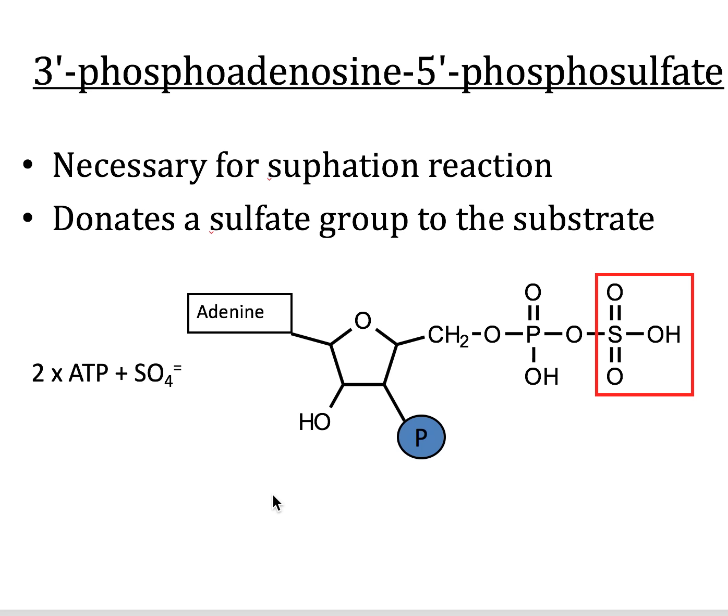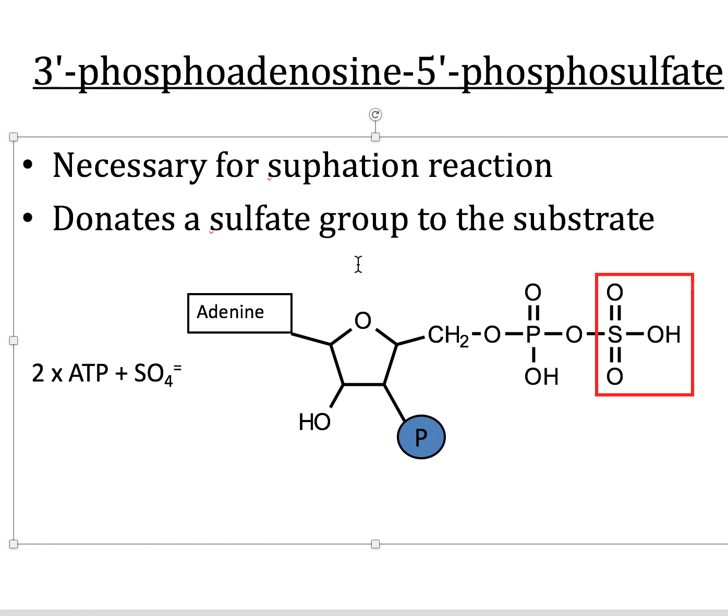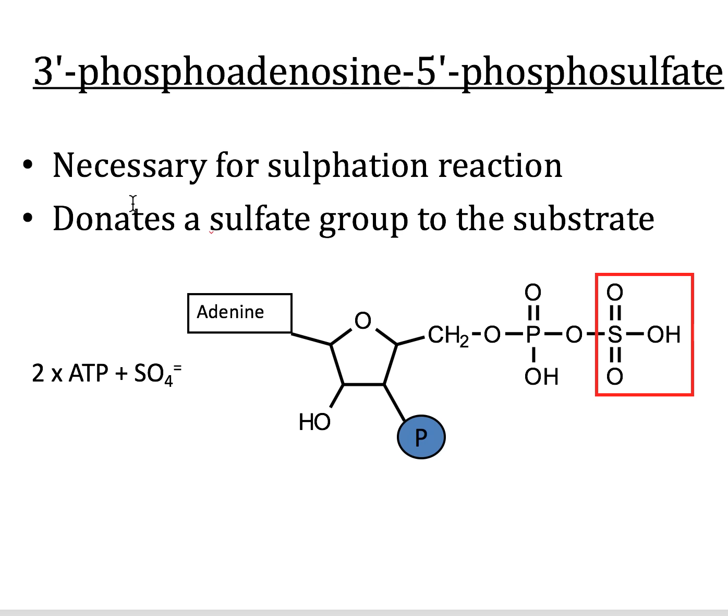Now, 3-phosphoadenosine 5-phosphosulfate is necessary for the sulphation reaction, and it donates a sulfate group to the substrate. So this is the molecule, this is a donor, and what we're interested in is just this part here, the S double bond O and then the OH. So it's necessary for sulphation to occur, and it donates a sulfate group to the substrate.